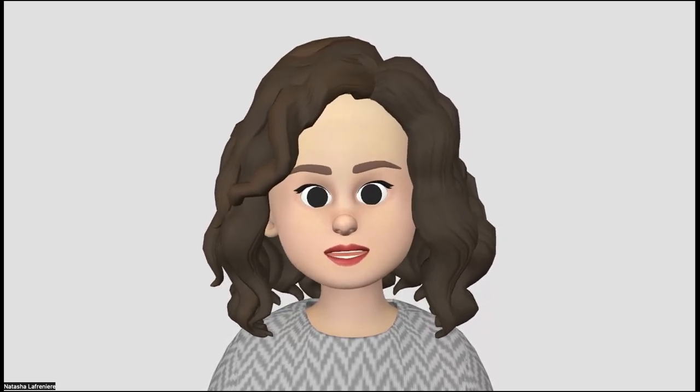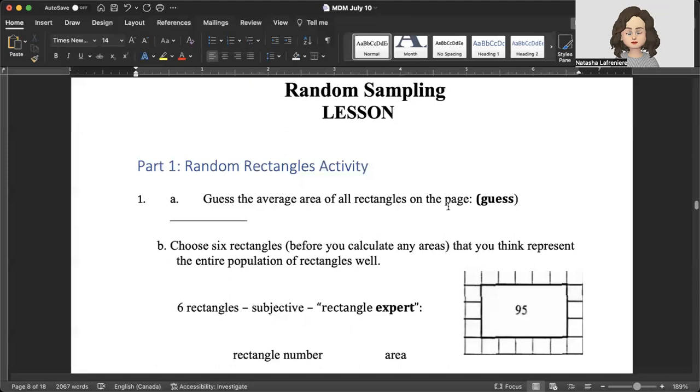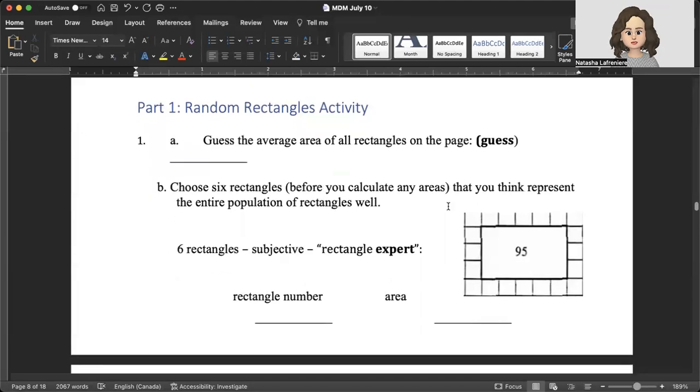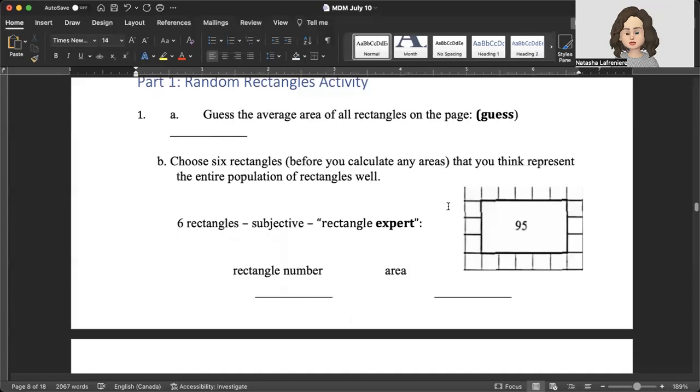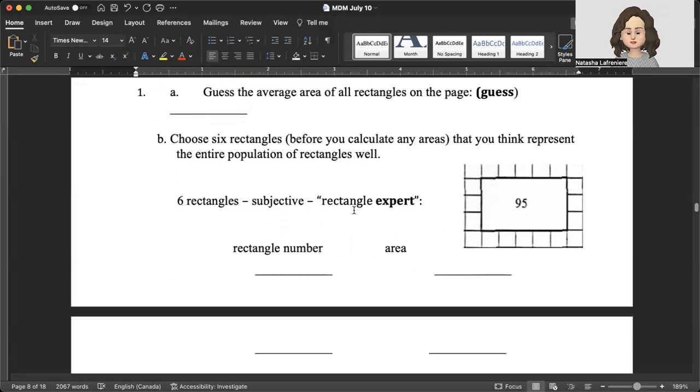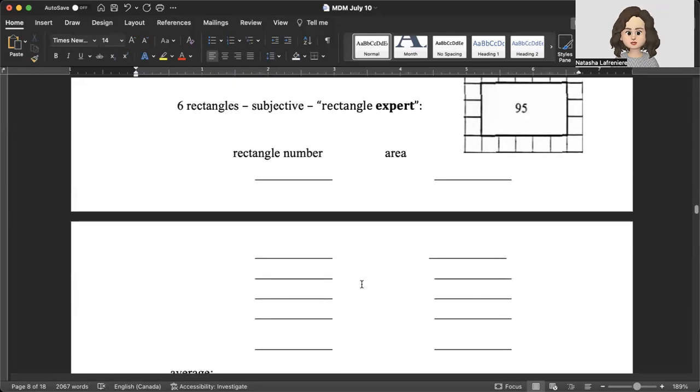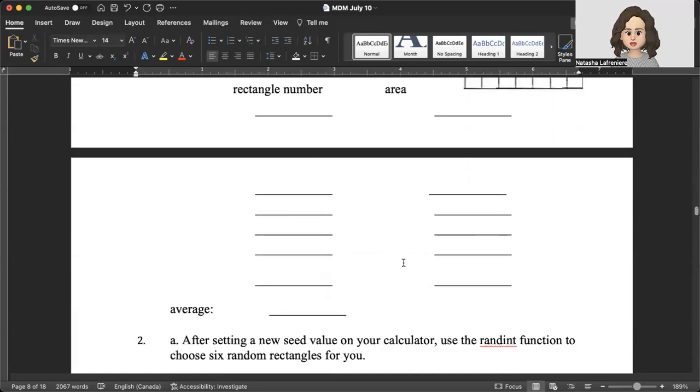So I'm going to share the screen. The first part is just an activity that I want to do with you. It's up to you if you want to do it. Not a big deal if you don't. You're just going to guess the average area of all rectangles on the page. Choose 6 rectangles before you calculate any areas that you think represent the entire population of rectangles well. So you do 1, 2, 3, 4, 5, 6, and then calculate the area.